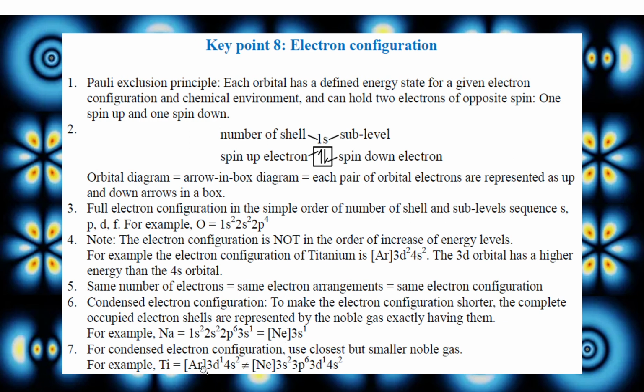So we use the closest noble gas. Titanium is [Ar], not neon, and so on. Otherwise it's too long, so we compress, we condense this one too. Do more exercises, as many as possible, and you will learn it clearly.